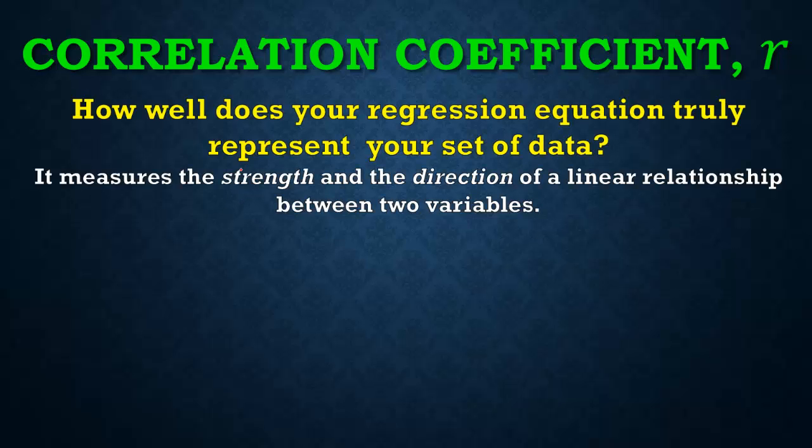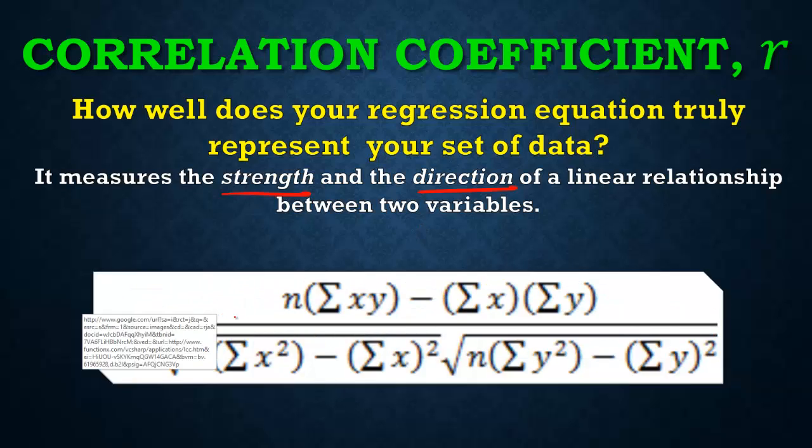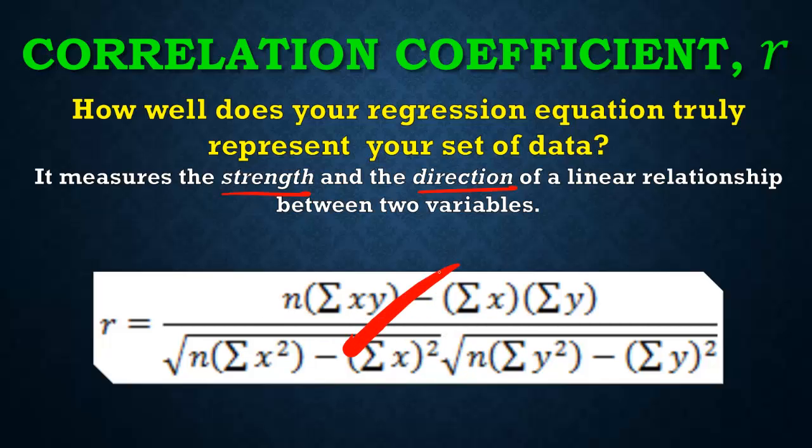So, to determine how well your two values are related, you look at the correlation coefficient because it measures the strength and the direction of the linear relationship between the two variables. Okay, this is a formula for it, so be glad you have a graphing calculator because you do not have to use this.